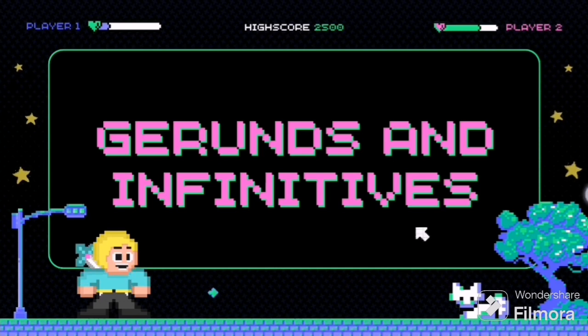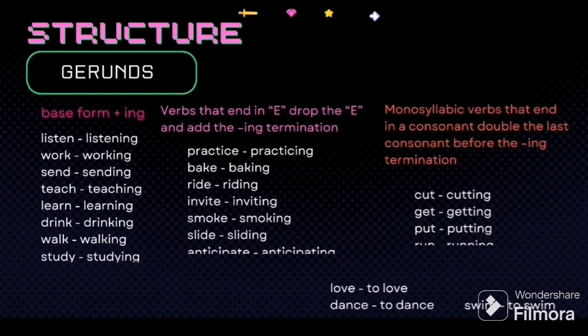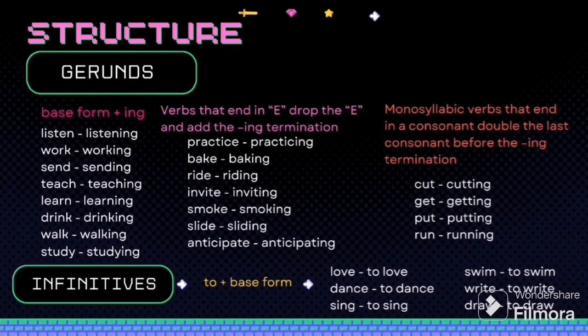Gerunds and infinitives. First, the structure for gerunds. The structure is base form plus termination -ing. For example, listen, listening; work, working; send, sending; teach, teaching; learn, learning; drink, drinking; walk, walking; study, studying.